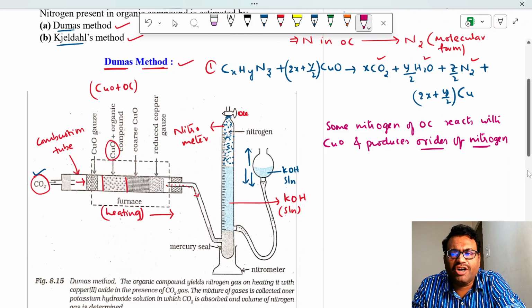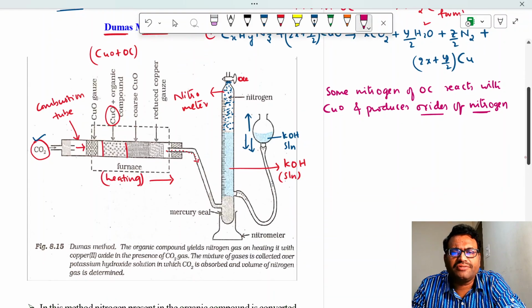But what do we want? We don't want this oxide of nitrogen. We want nitrogen. We are calculating nitrogen in the organic compound in the form of N2. So these oxides of nitrogen, what is done with them?